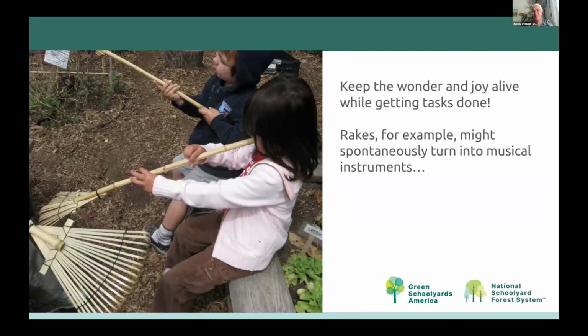And most importantly, keep the wonder and joy alive while getting these tasks done. Here's just an example of rakes spontaneously turning into musical instruments.